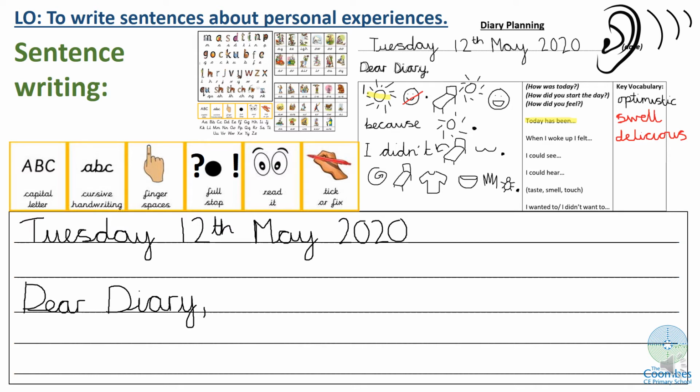So for the first bit, I can just copy the bit I highlighted. Today has been, capital letter, today has been swell. So another word for good there, a synonym. Today has been, making sure I've got my finger spaces. Today has been swell. Full stop. Next sentence, capital letter. I woke up this morning feeling. I woke. Again, woke is there that I can copy.